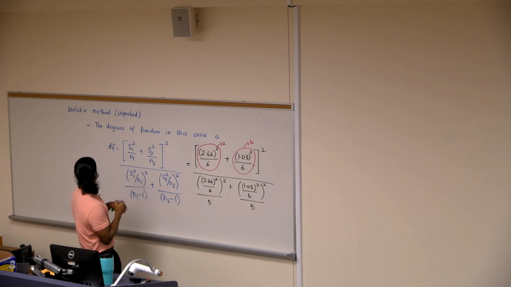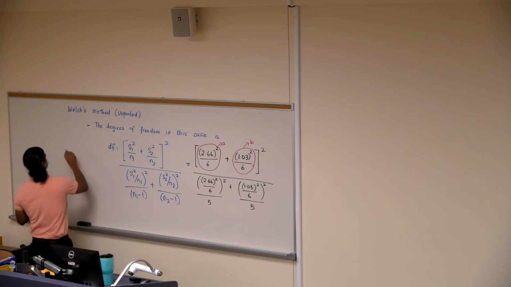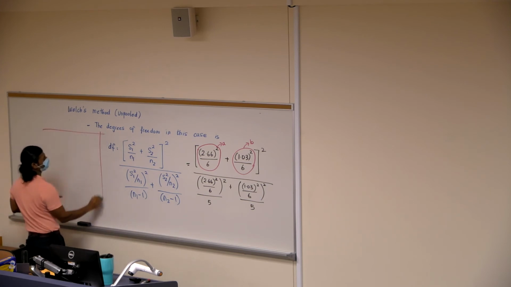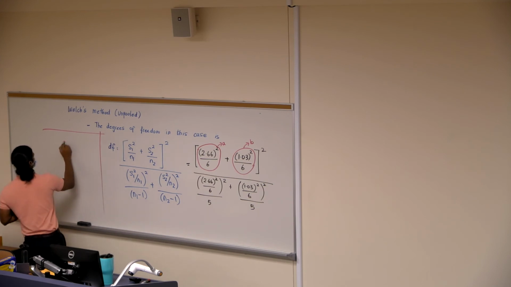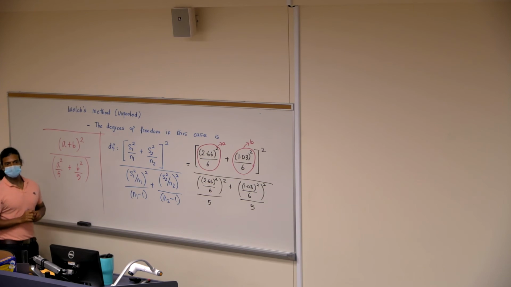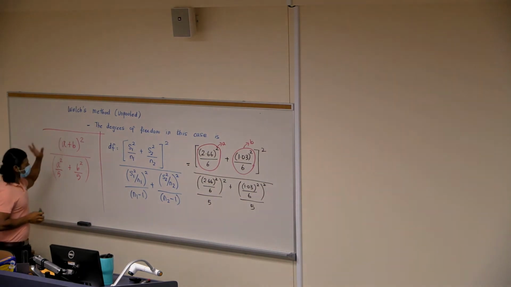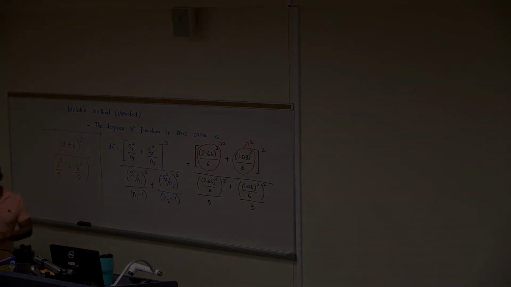Then write it over here. If you calculate it as A and B, it would simply reduce to (A plus B) squared divided by A squared over 5 plus B squared over 5. And still, evaluate the numerator first, then the denominator, then divide the two.